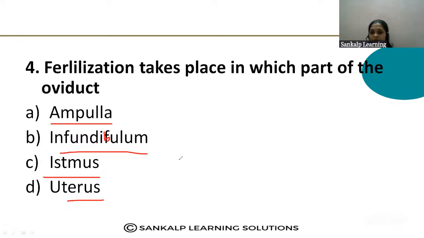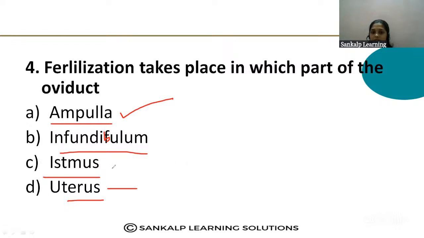Yes, ampulla. Yes, many students are writing the correct answer. That is the fourth one. Fertilization does not take place at the uterus. Don't write the wrong answer. Not at the isthmus. It takes place at the ampulla region.